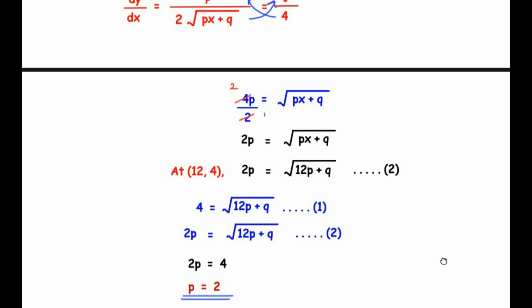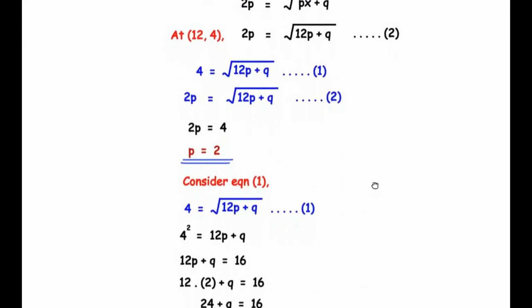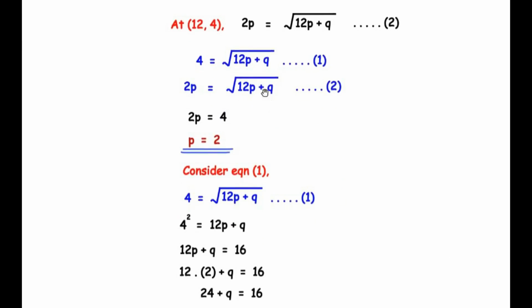So here let us write, consider equation 1, which was 4 is equal to square root of 12p + q. Now let us take the square root to the other side of the equal to sign, so it becomes a square. So we get 4 squared is equal to 12p + q. Now let us simplify this. That is, 12p + q is equal to 4 squared, which gives us 16.